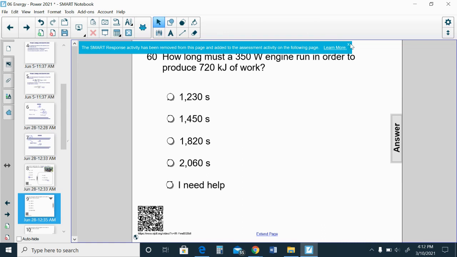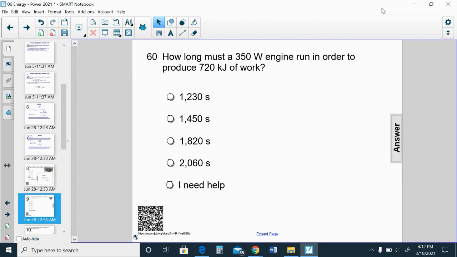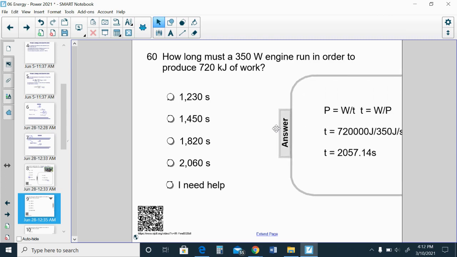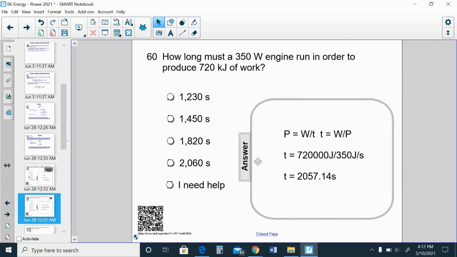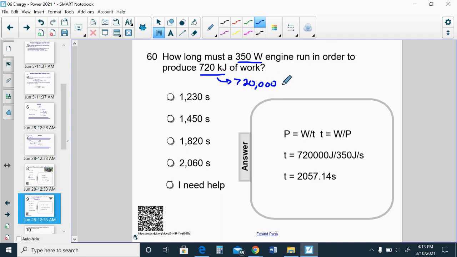How long must a 350 watt engine run in order to produce 720 kilojoules of work? So here we are given the power, 350 watts, and we are given work, 720 kilojoules, which if you convert it is 720,000 joules because there's 1,000 joules in a kilojoule.